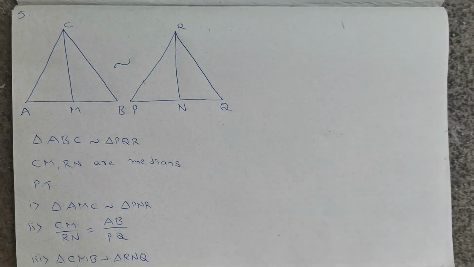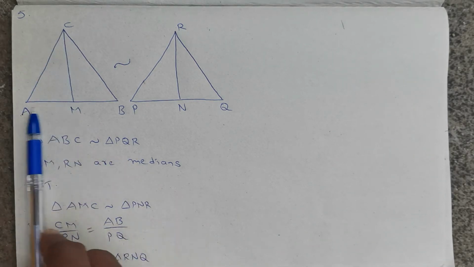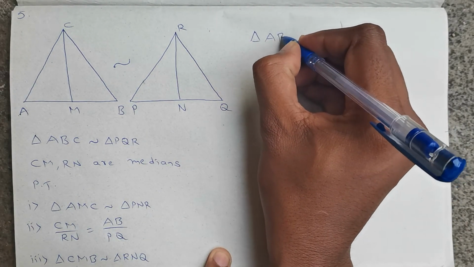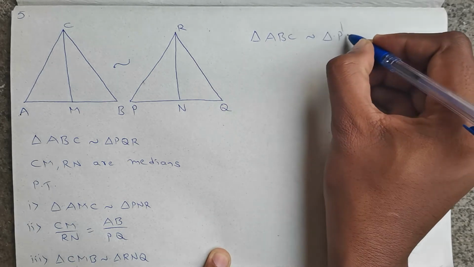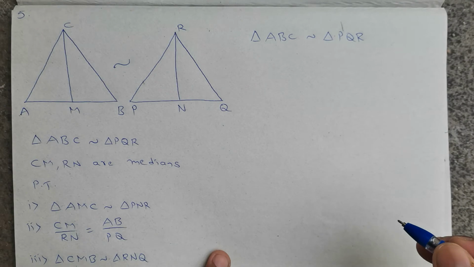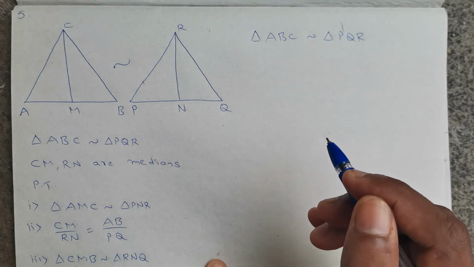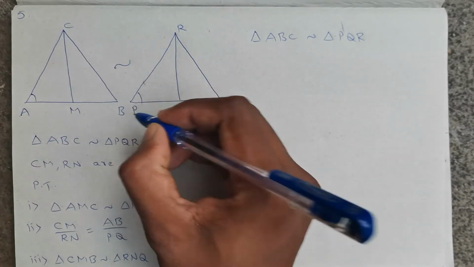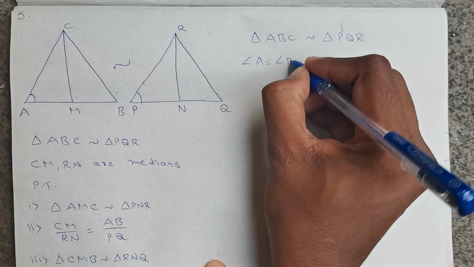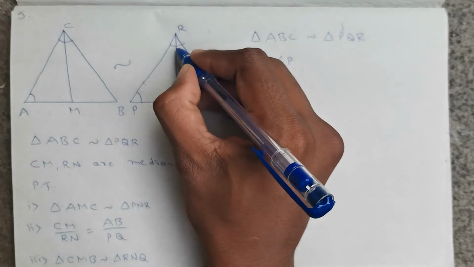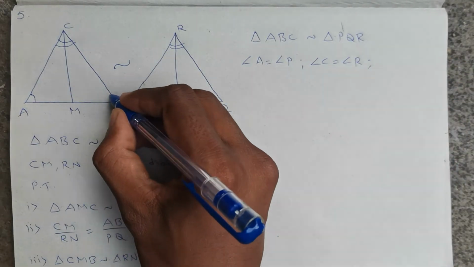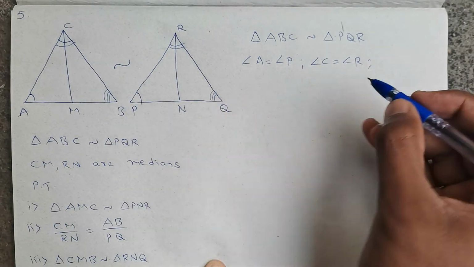Okay, now if you observe clearly, in the question itself he gave triangle ABC is similar to triangle PQR. So this bigger triangle is equal to this bigger triangle. Triangle ABC is similar to triangle PQR. So it means all the corresponding angles are equal to each other. So here angle A is equal to angle P. This angle C is equal to this angle R. Here angle B is equal to angle Q.